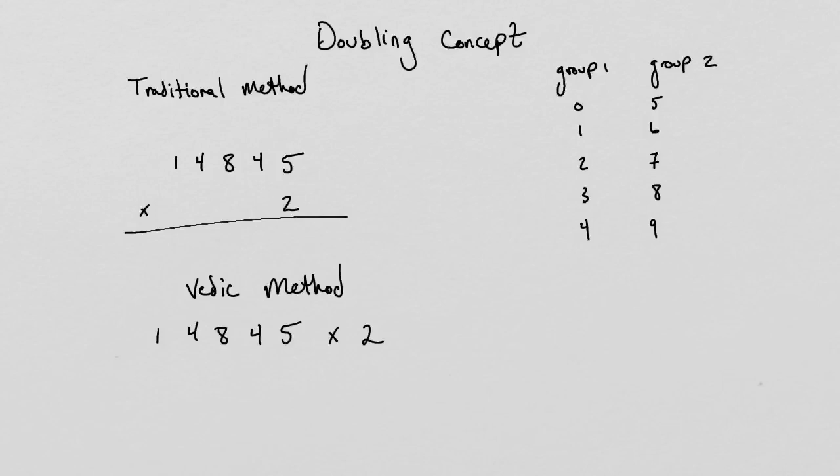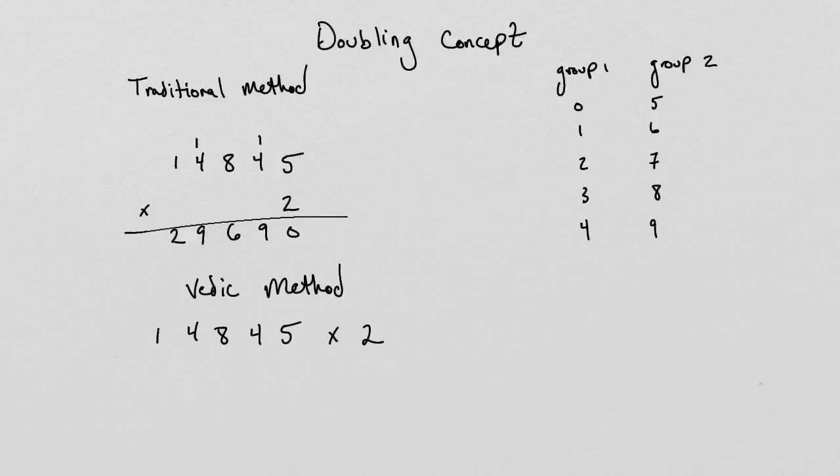The traditional method, as you guys know from school, is first we do 2 times 5, then 2 times 4 this way. So 2 times 5, we get 10. So what do we do? We write a 0 and carry a 1. Then we say, okay, 2 times 4 is 8, plus 1 is 9. And we say 2 times 8 is 16, so we write down 6, carry a 1. We do 2 times 4 is 8, plus 1 is 9. And finally, 2 times 1 is 2.